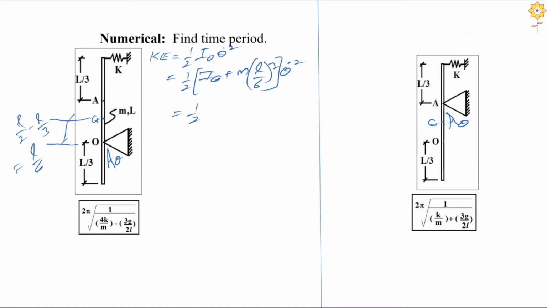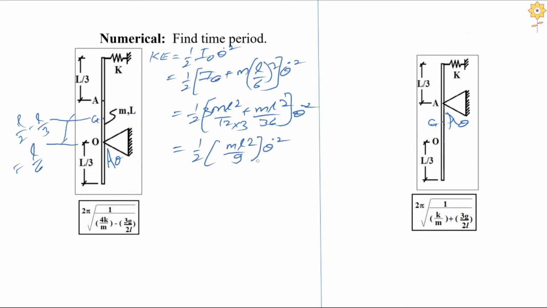What is I about the CG axis here for the lever, assuming small cross section dimensions? So it should be ml squared by 12. So ml squared by 12 plus ml squared by 36, times theta dot squared, right? This should be equal to, so I want the common denominator, so this should be 12, 3 is 36, and 3 plus 1 is 4 by 36, that is ml squared by 9, times theta dot squared. And this ml squared by 9 is nothing but I equivalent, kilogram meter squared, right?